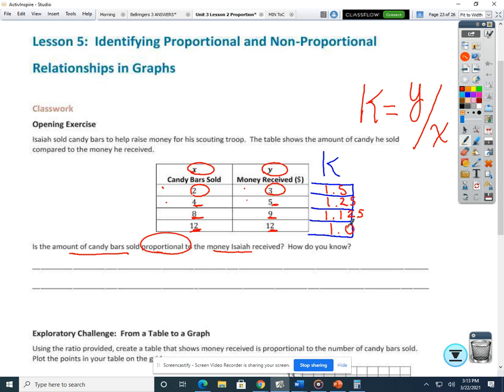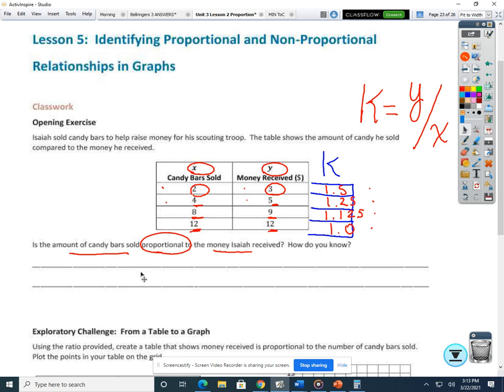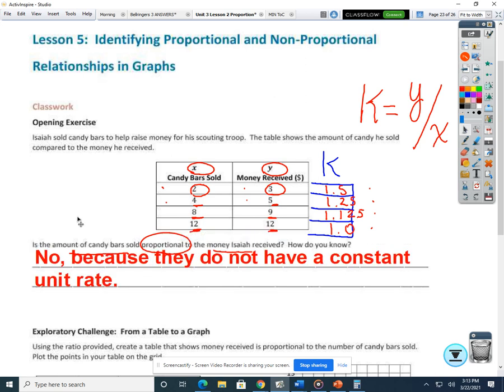Now, as we look at each of these, we see that all four of them are different. Therefore, there is not a constant unit rate because they are all different. So our answer here on this question is no, they are not proportional because they do not have a constant unit rate. The unit rate for each of our entries was different, so there was no constant unit rate.